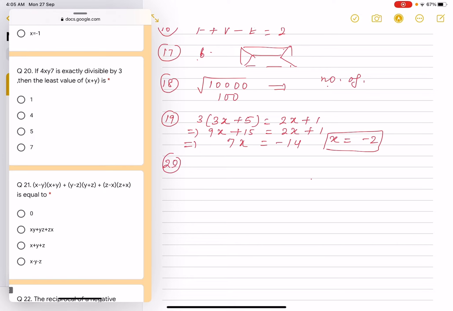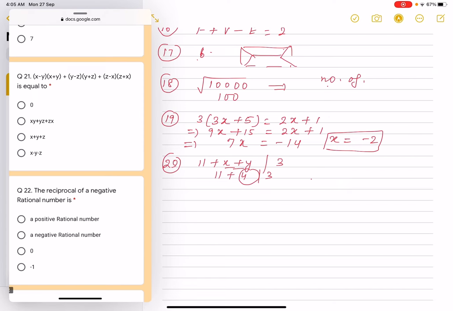20, 4x y 7 is exactly. So if I add 11 plus x plus y must be divisible by 3. That means next number is, if to 11 we add 4, then it will be 15. So x plus y must be 4. Second option is correct. Question number 21. It is x square minus y square, we multiply y square minus z square plus z square minus x square. We see everything is cancelled, so it is 0.